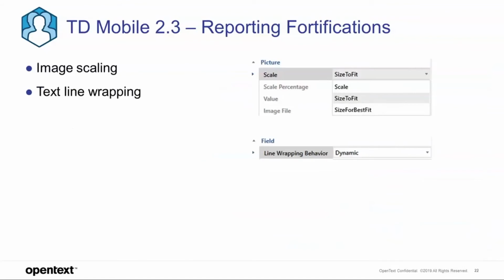We also now have image scaling. So you can scale an image, you can size to fit an image and size for best fit. So the image handling in reports is much better. And you have text line wrapping, which is nice for text that is longer than the length of one data field, which can now move over into multiple lines of text.